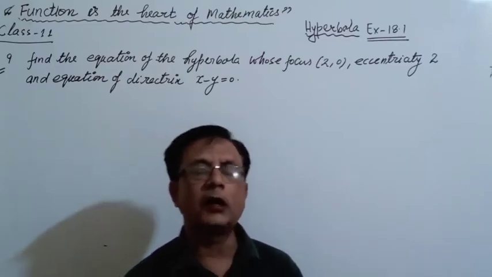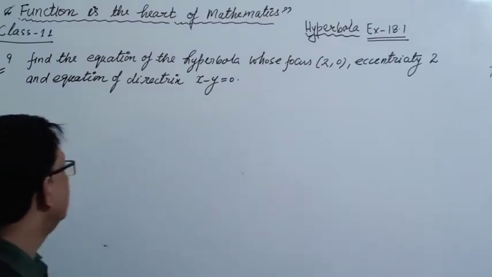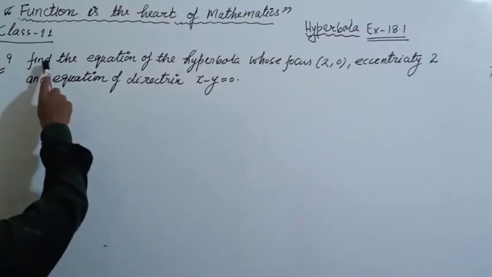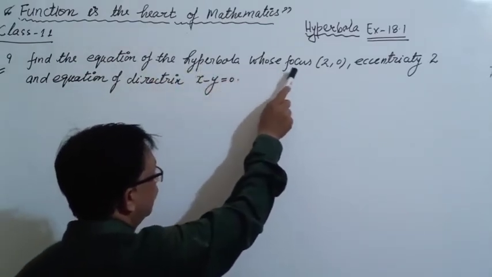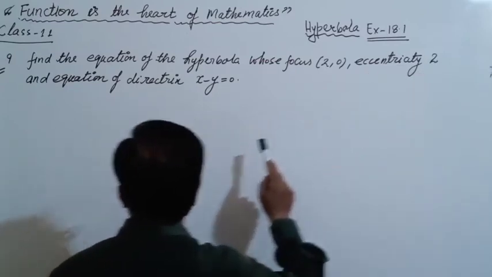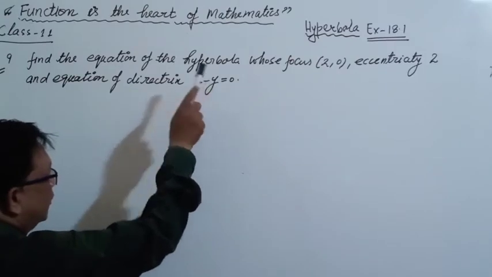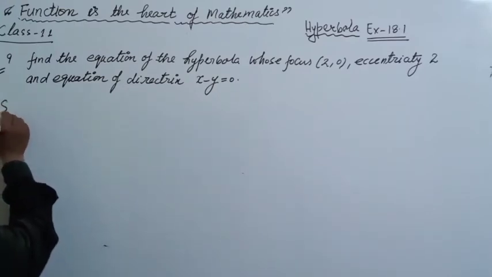Students, we are doing hyperbola exercise 18.1. Today we are going to tell you question number 9 of this chapter. The question is: find the equation of the hyperbola whose focus is (2, 0), eccentricity is 2, and equation of directrix is x minus y is equal to 0. First we write what is given. Okay, here we start the solution.